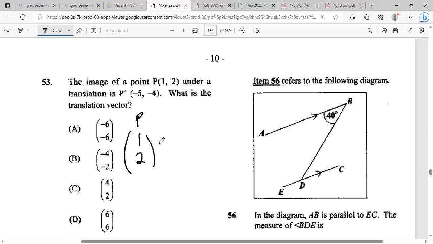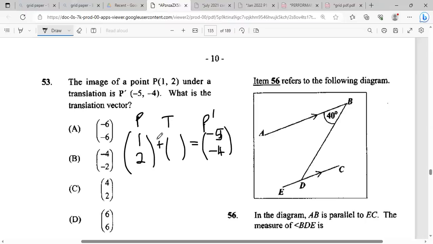It undergoes a translation. We don't know what it is. All right. But we know they give you this. It gives you -5, -4.